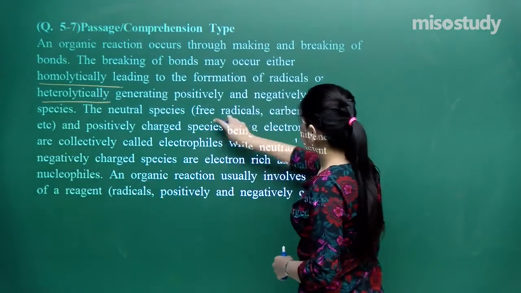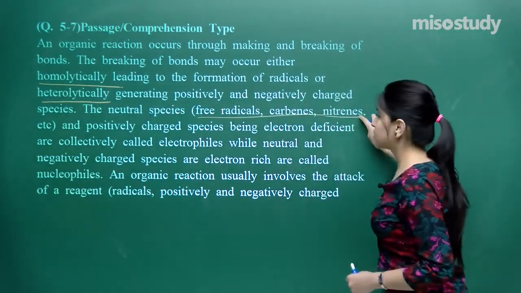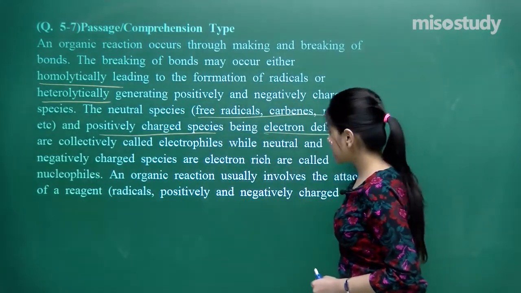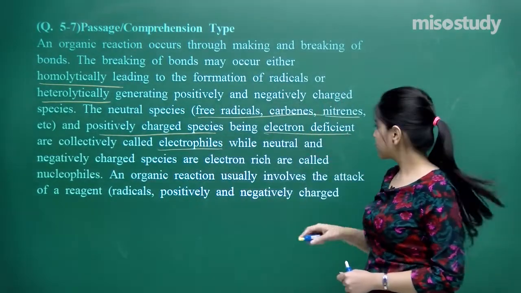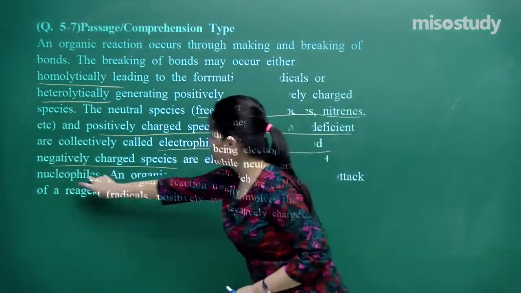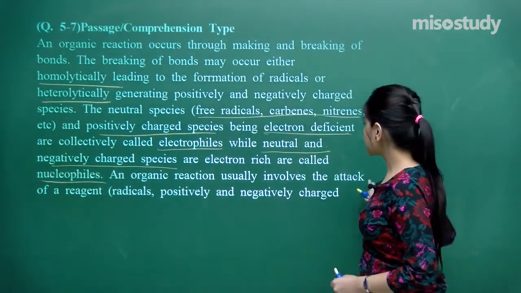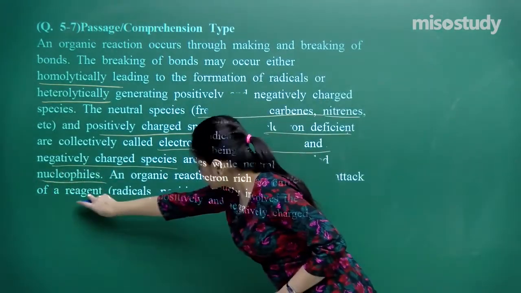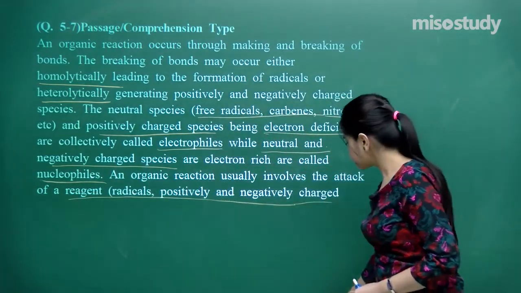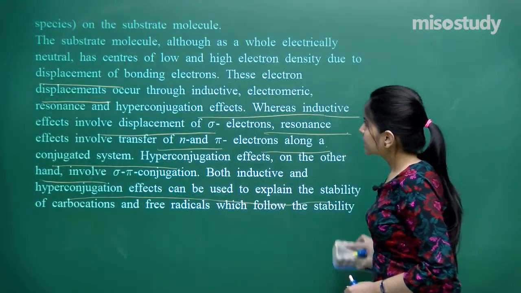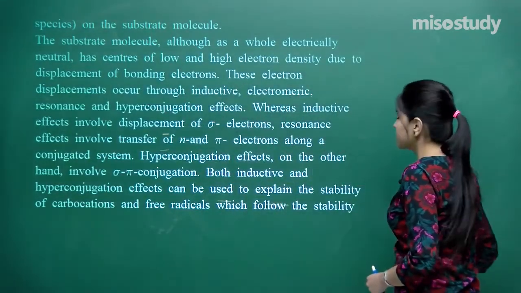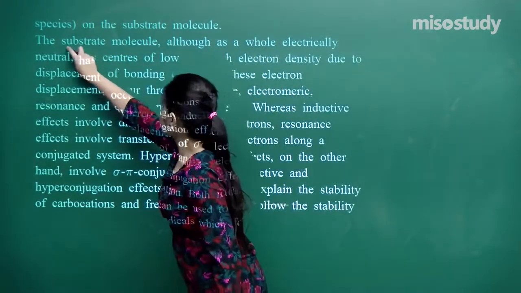The neutral species, they have mentioned all the kinds of neutral species here, and the positively charged species, they are electron deficient, collectively known as electrophiles, while the neutral and the negatively charged are known as nucleophiles. An organic reaction usually involves the attack of, so they are now telling us about the attacking reagents, radicals, positively and negatively charged. What else? The substrate molecule. So they are actually attacking onto the substrate molecule. So now they are telling us about the substrate itself.